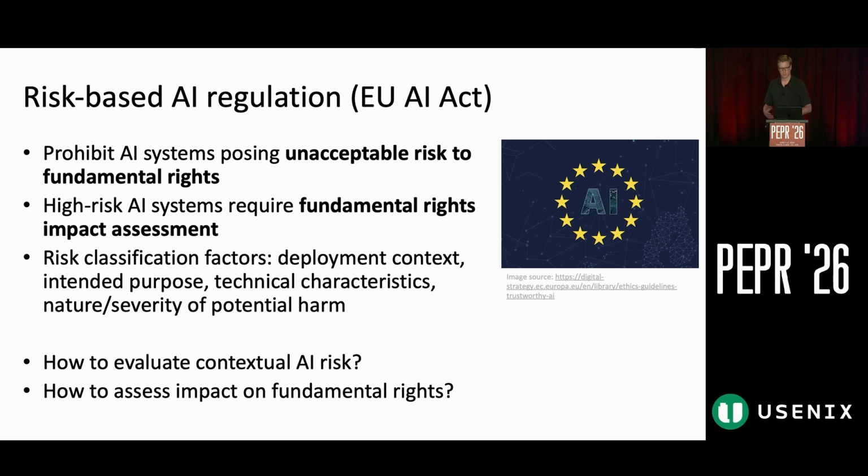And the European Commission uses different risk classification factors to differentiate between the systems: deployment context, intended purpose, technical characteristics, and so forth. But in the end, if you look at the AI Act, there are big appendices that list the different types of AI systems that have been classified as unacceptable risk or as high risk. And it's not really clear how we actually evaluate the contextual risks that come with different AI systems. And how do we actually measure the impact on fundamental rights?